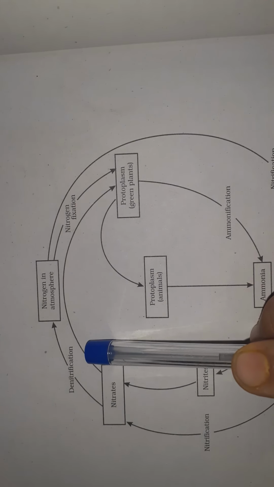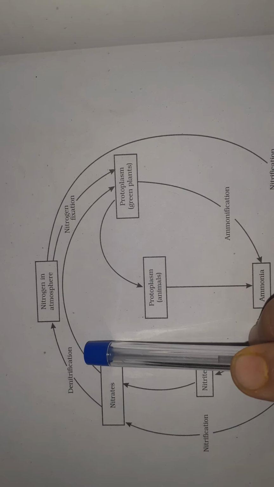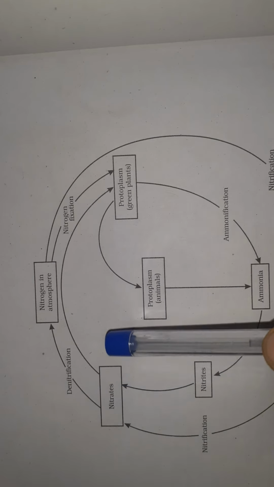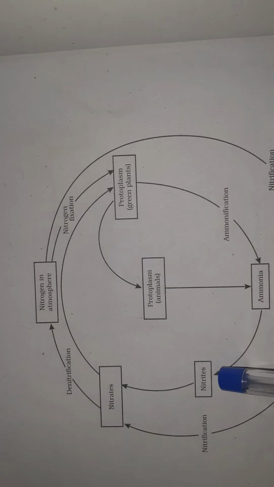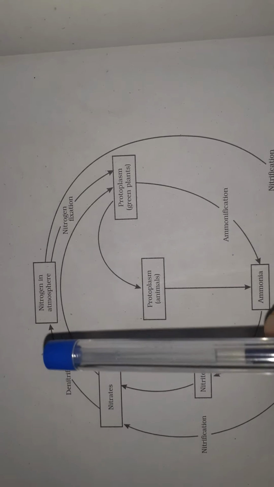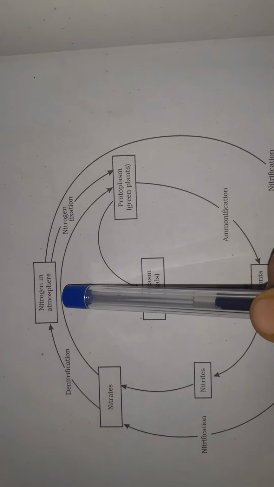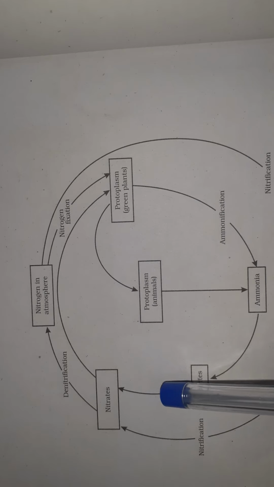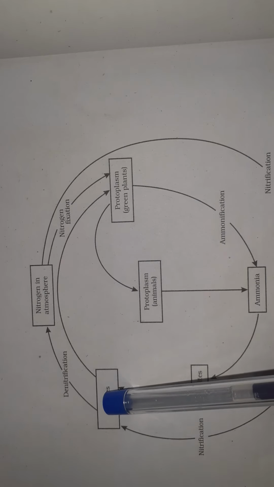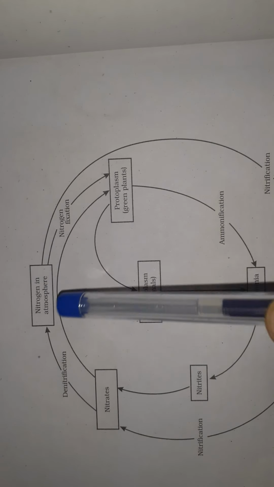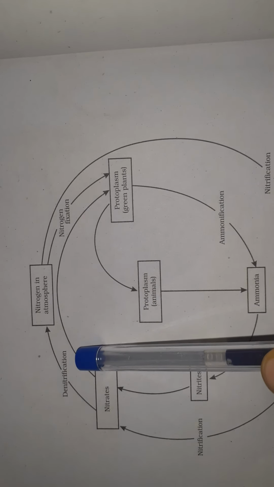When the animals or plants die, the denitrifying bacteria in the soil convert various compounds of nitrogen back into nitrites and nitrates. The nitrates and nitrites, then they are converted back into nitrogen by pseudomonas. This process is called denitrification. It means these nitrates and nitrites are converted back into elemental nitrogen, which is present in atmosphere, and this process is called denitrification.